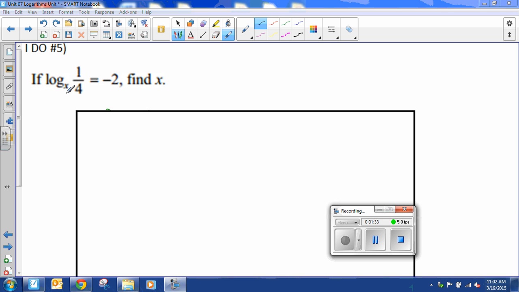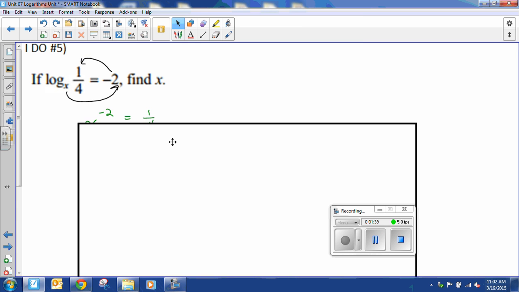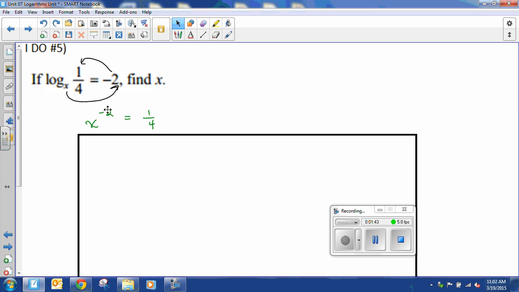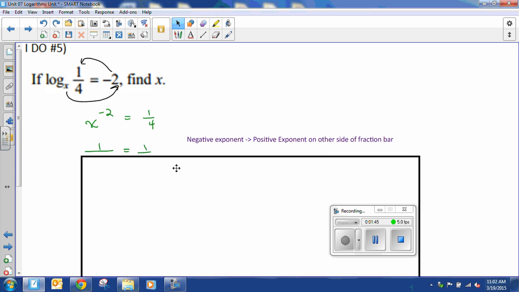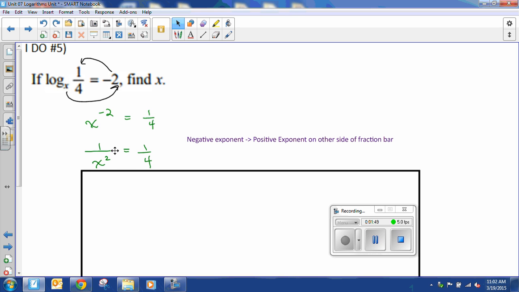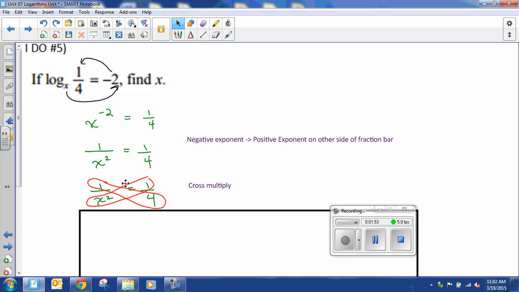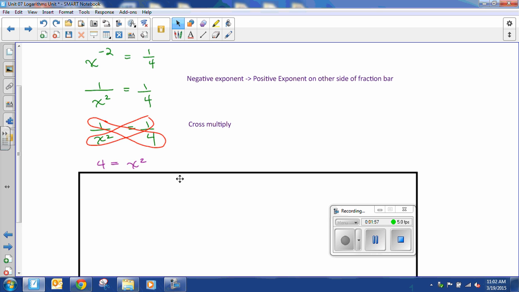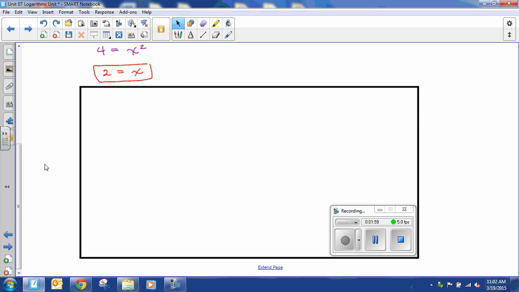Okay, number 5, we go around the world. We have x to the negative second power equals 1/4. We rewrite x to the negative second power as a positive exponent, which means it's reciprocated, so it's 1 over x squared equals 1/4. Cross multiply to solve, and x squared equals 4. And the answer is 2.